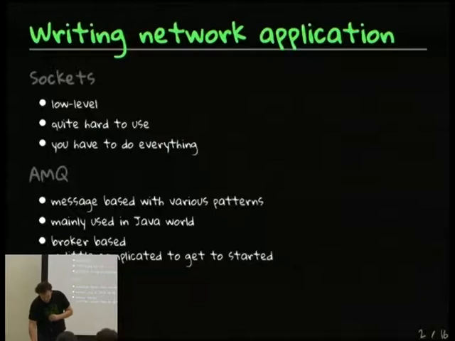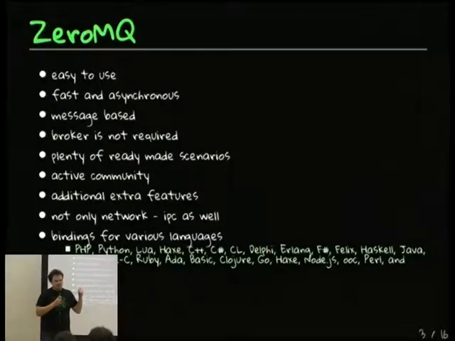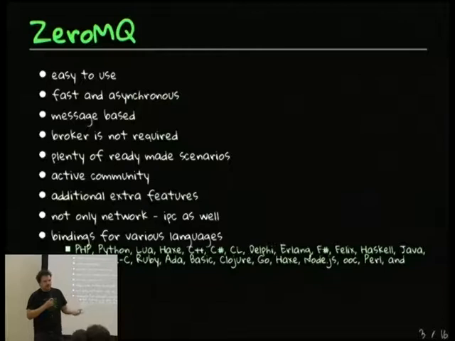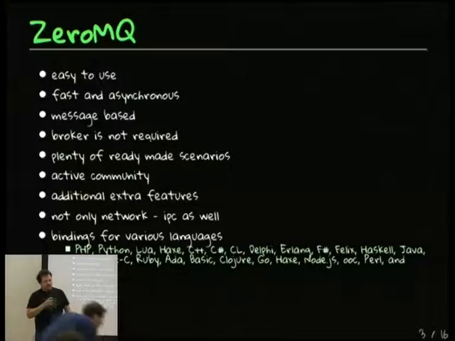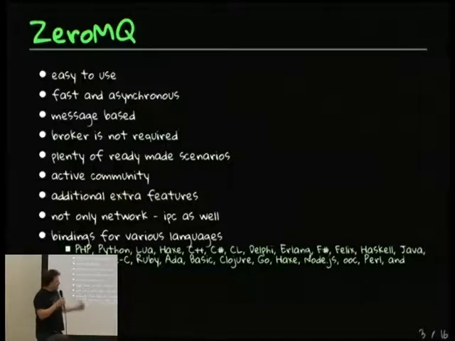So, what is ZeroMQ? It's easy to use, fast, and asynchronous. It's also message-based, so that's part of being easy to use. And you don't have to have a broker. You can do all the fancy patterns, but you can do them even without the broker. And it has quite an active community. The project is on GitHub. They are merging pull requests quite fast.